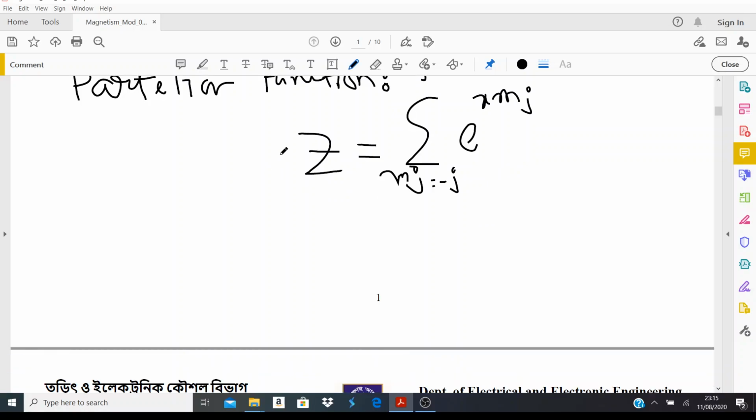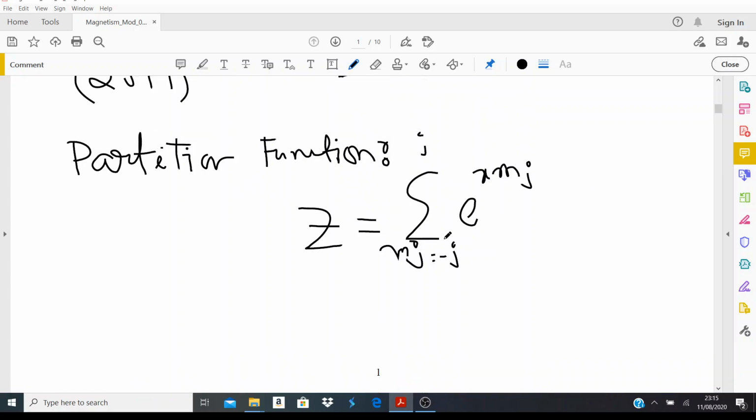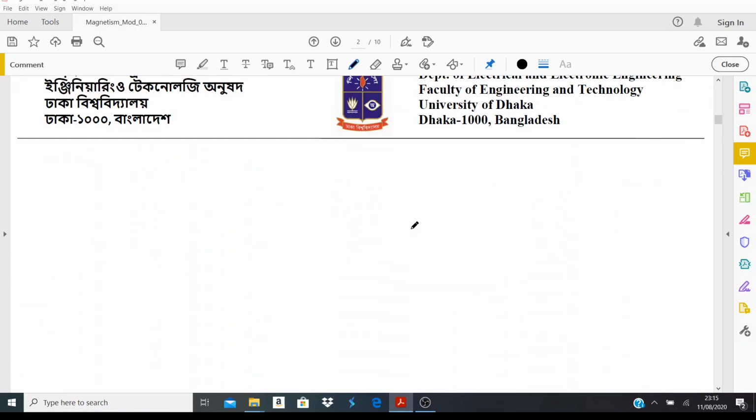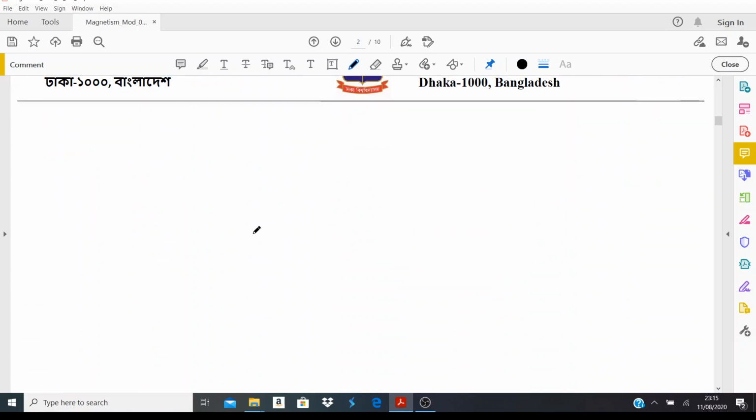But let's try to manipulate this expression a bit to find a more suitable expression. So Z is nothing but e to the power x times mj, right?